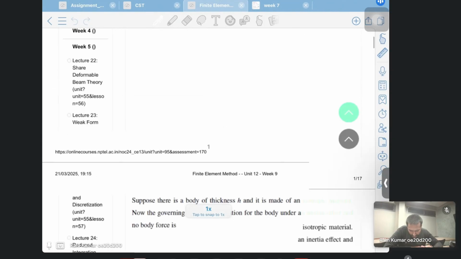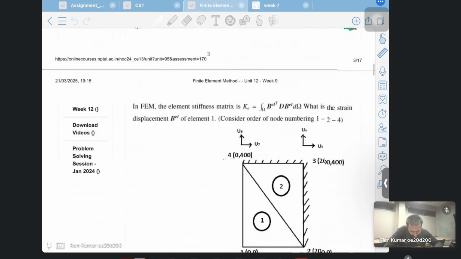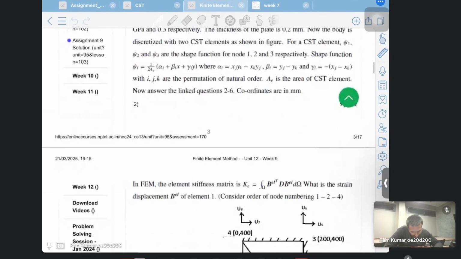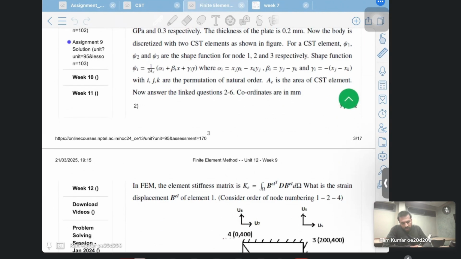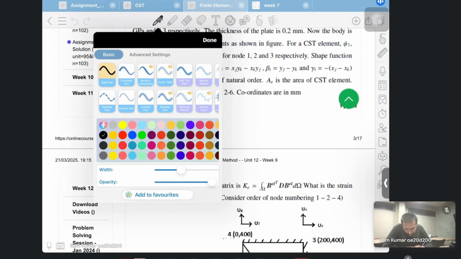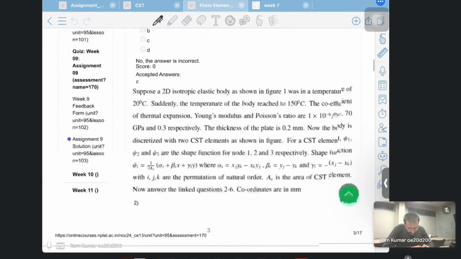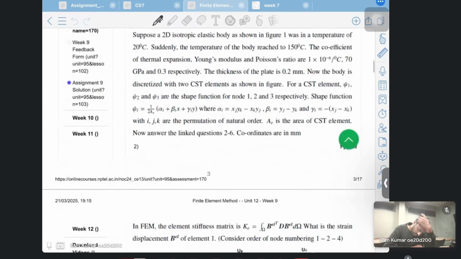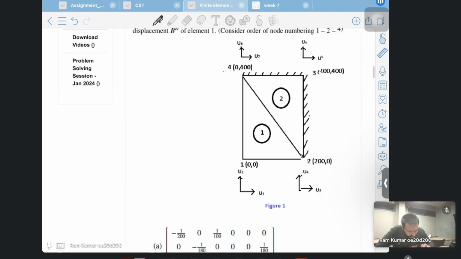Now we will solve one problem here. This is the problem we were going to solve. First we will read this problem. Suppose a 2D isotropic elastic body as shown in figure 1. So we have figure 1. Okay, this is our figure 1.